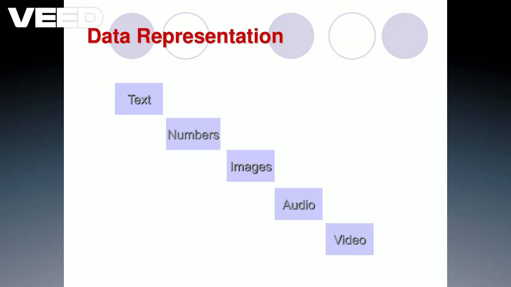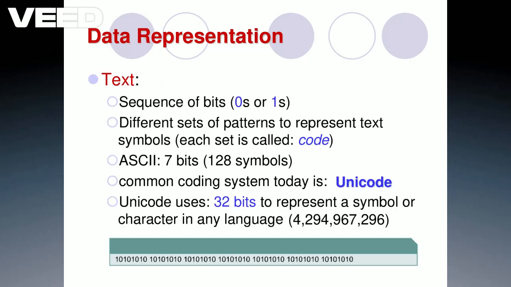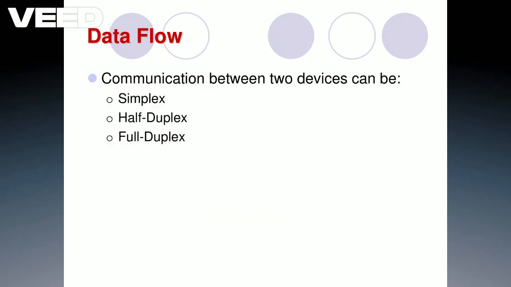Data may be represented in any one of these forms: text, numbers, images, audio, or video. So there is no need to explain those things. And then next we come to the data flow part. Data flow means how we are transferring the data from sender to receiver. The flow of data can be differentiated into three modes: simplex, half duplex, and full duplex.